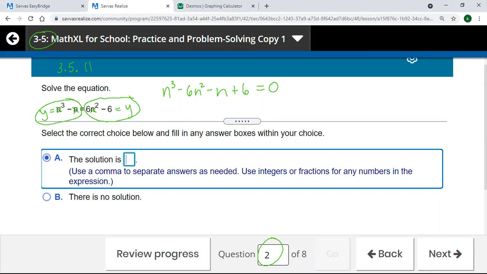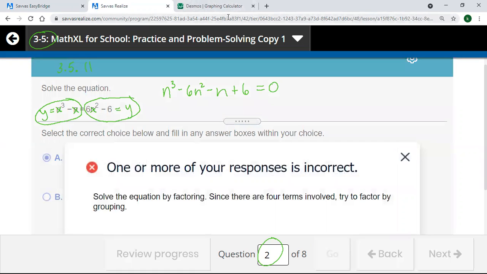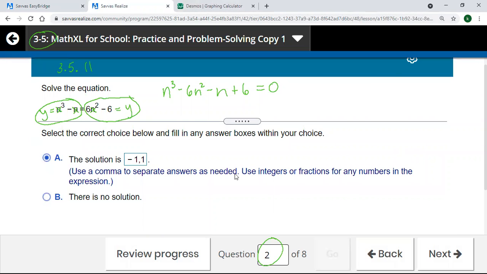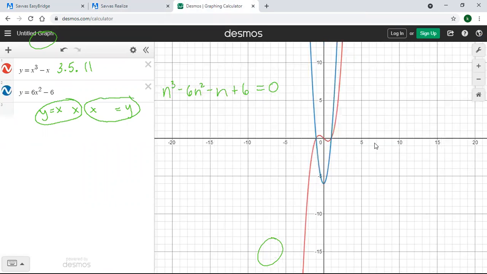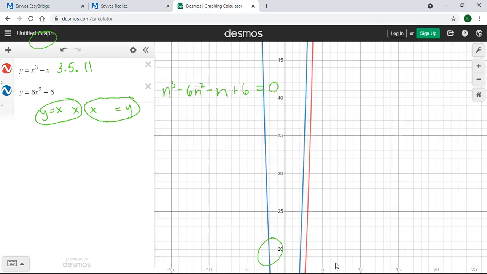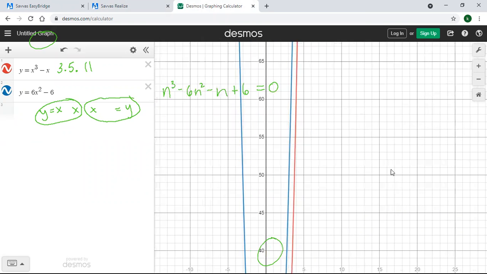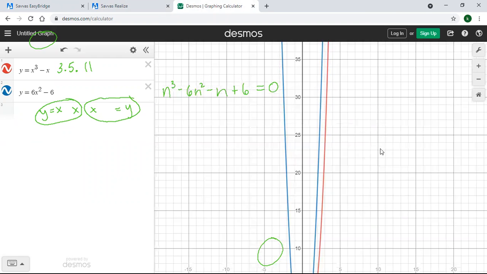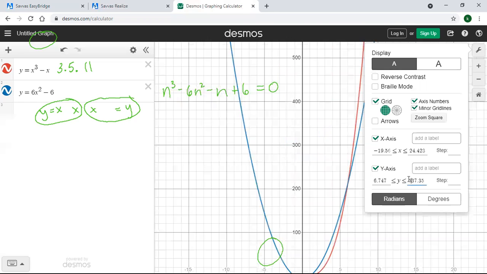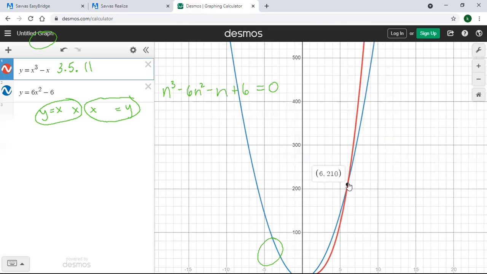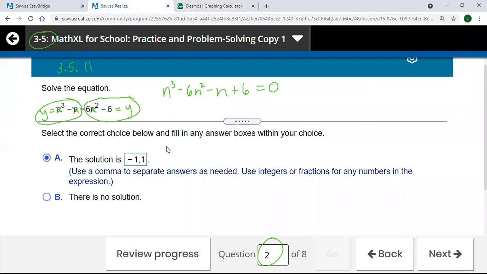So the solution, and it's only the x's, so -1 and 1. Maybe let's submit that and see. So let's go back to our graph and see if there's something else in here. If we look way up here, are these getting closer to each other at all? I don't think so. Let's see, sometimes you can come in here and just make this go up way higher. Oh, there was another point way out here. So, and 6. So I also need a 6 in that list.